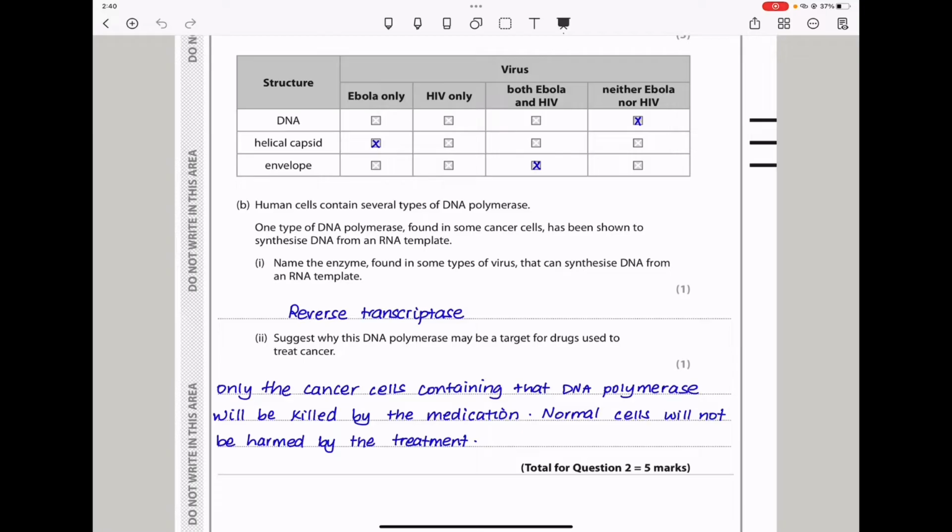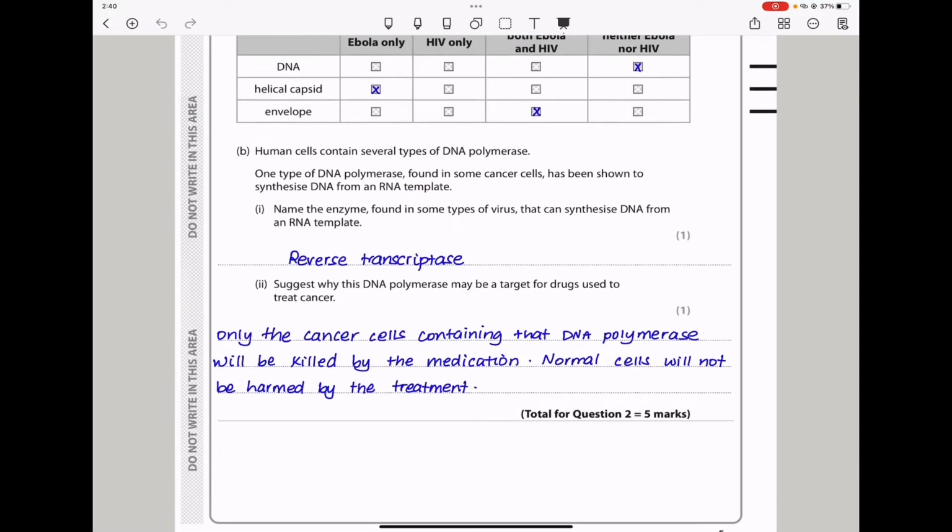In part B, human cells contain several types of DNA polymerase. One type of DNA polymerase, found in some cancer cells, has been shown to synthesize DNA from an RNA template. Name the enzyme found in some types of virus that can synthesize DNA from an RNA template. This is called reverse transcriptase.